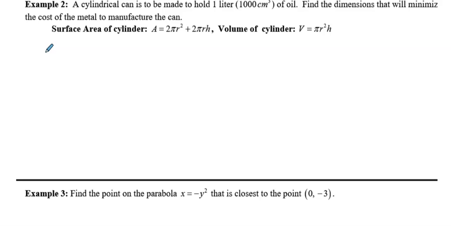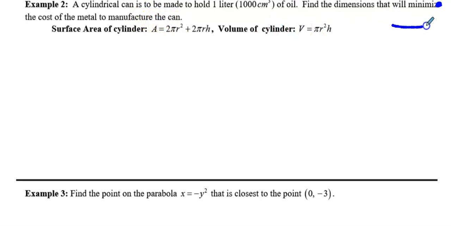So for example, in number 1 we talked about how to find the volume of a box, a very classic optimization question. This is also a very classic optimization question, where a cylindrical can is made to hold 1 liter, which is 1,000 cubic centimeters of oil. Find the dimensions that will minimize the cost of the metal to manufacture the can.